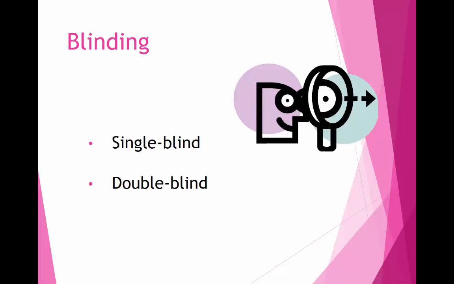An experiment is single blind if the participants do not know whether they are members of the treatment group or members of the control group, but the experimenters do know. An experiment is double blind if neither the participants nor the experimenters know who belongs to the treatment group and who belongs to the control group.